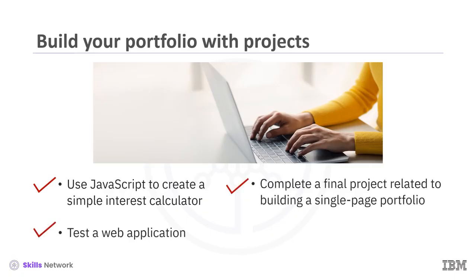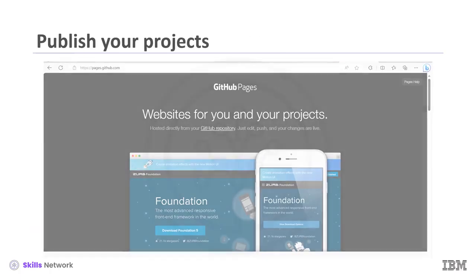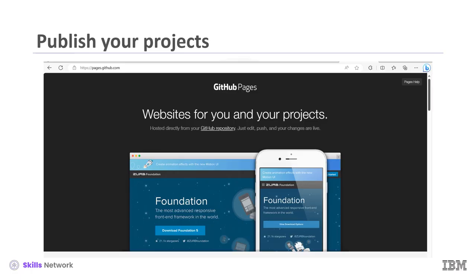To complete this course, you will complete a final peer-reviewed project related to building a single-page portfolio website and evaluate your peer submissions. While you're finishing up the course, consider publishing your portfolio at GitHub Pages, which you'll find at pages.github.com. Next, learn if this course is right for you.